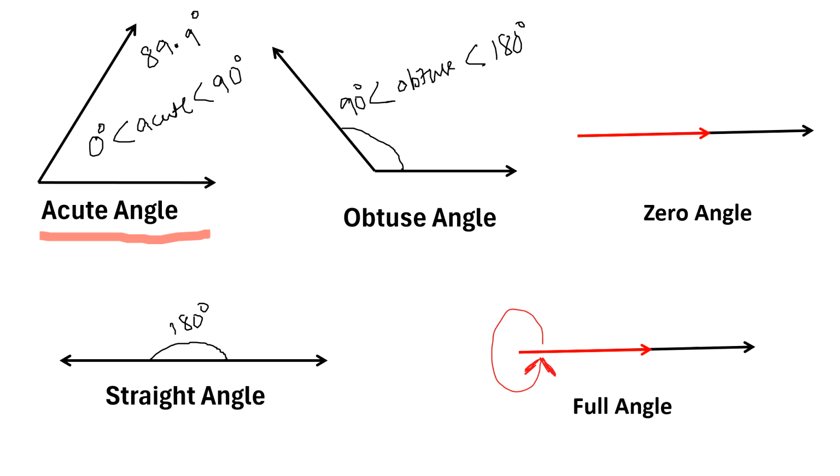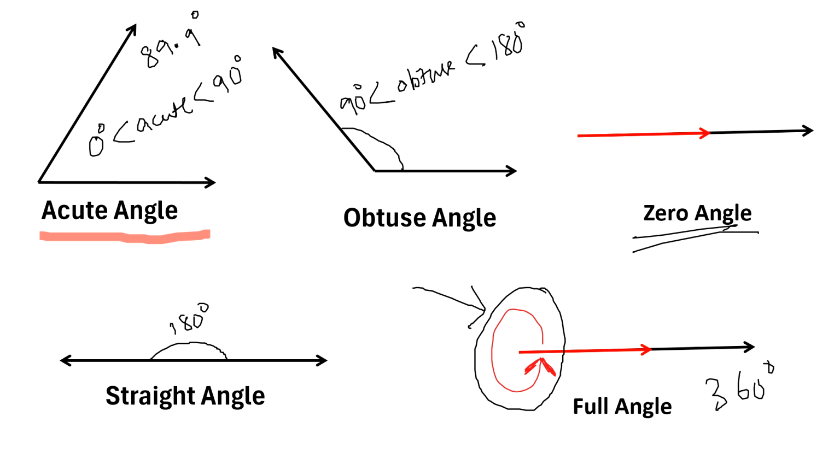Now, zero angle and full angle, this might get confusing because they look the same. Now, what is the difference between zero angle and full angle? When zero angle is there, you will not see this sign. This sign is available only for full angle. Full angle means 360°. Zero angle is something where there will be no opening between the rays. No opening. That means there is no angle at all. That's why it is called zero angle. Okay. So there are total 7 types of angle.